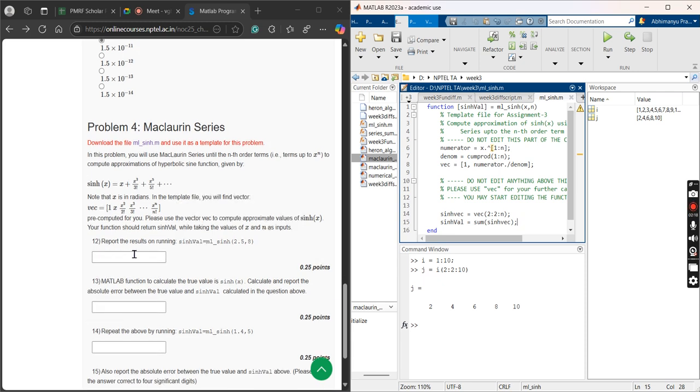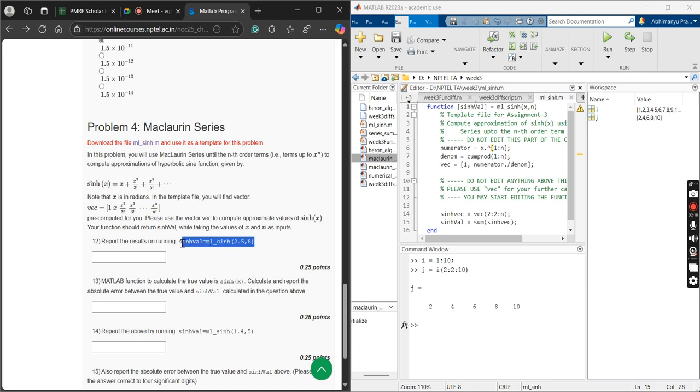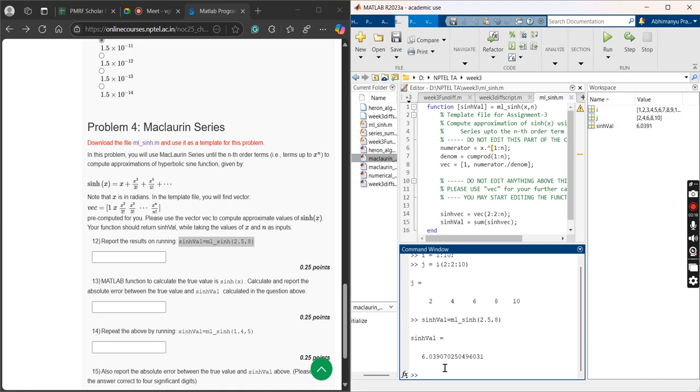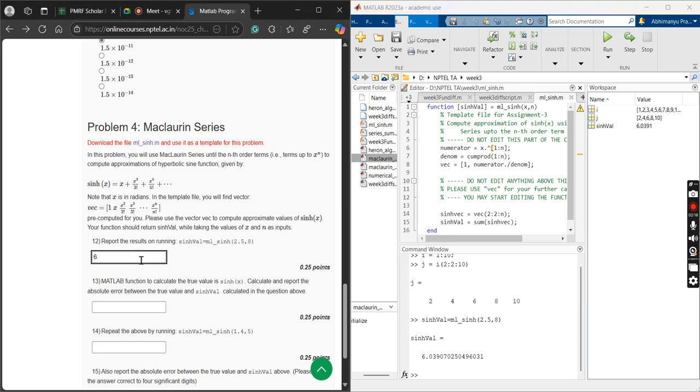Now report the results on running. Sinh val is equal to ml sinh 2.58. So I will just copy this, run this. So this is, I need 4 significant digits.